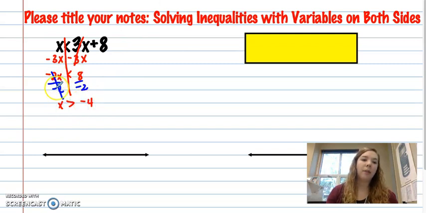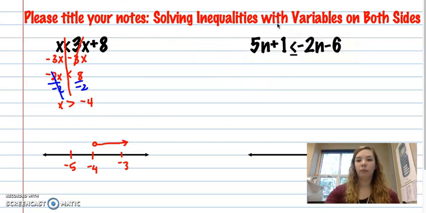Remember, when you divide by a negative or multiply by a negative, you have to flip your sign. So now it's greater than. Okay, so this would be an open circle pointing to the right. All right, next example.